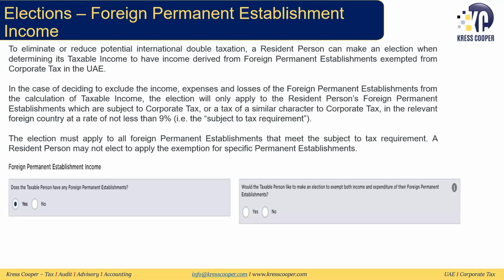Now here the elections are finished. So we have seen the foreign permanent establishment income election. Then we had the business structuring relief exemption, the qualifying group exemption, and the small business relief election. And then we made the election for the transitional rules, and we made the election for the gain and loss to be on the realization basis or not. So here all the election part will finish.